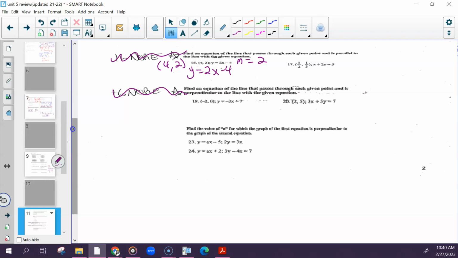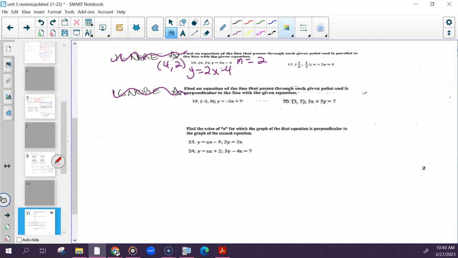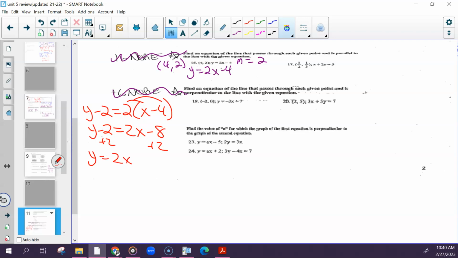So then you would use that slope, that point, and use your point slope. Move that off to the side here. So y minus 2 equals 2 times x minus 4. We don't have any minus minuses, so you can just distribute. And then add 2 to both sides. So these 2 equations would be parallel. They have the same slope and different y-intercepts. Other ones on this page.